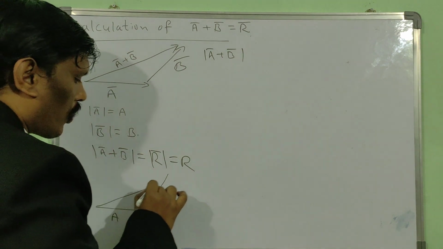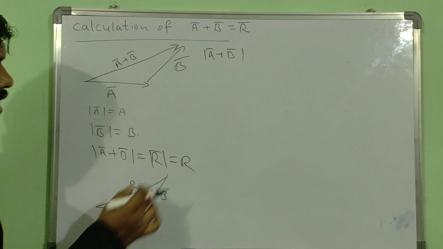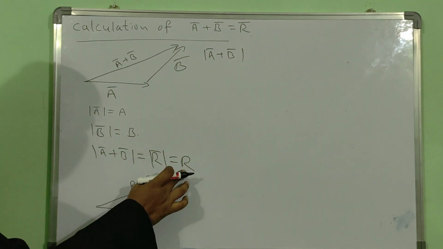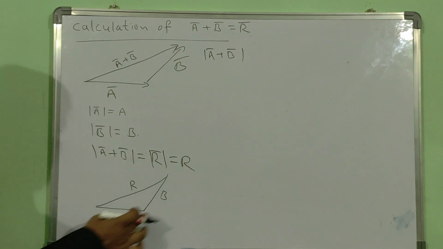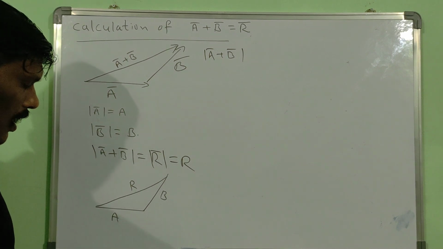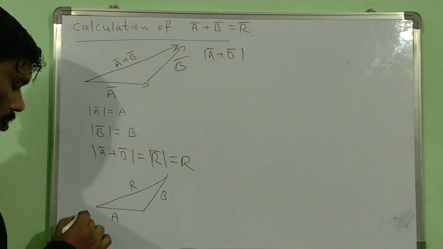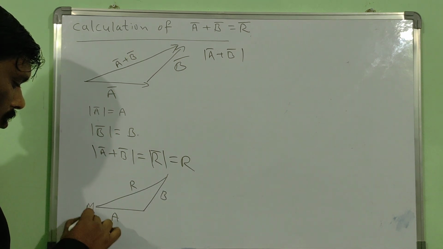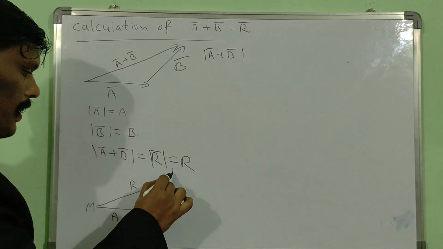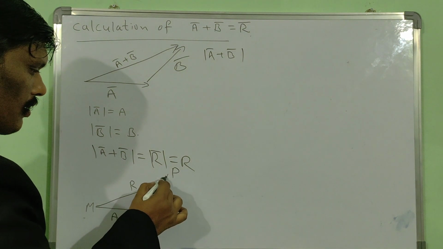Now what about this one? Length of the vector R bar. That is nothing but R, the length of the resultant of these two vectors. So here I am going to drop a normal. Here I am going to give some names. This is M, this is N, and this is P. I am going to give M, N, P for the three corners.